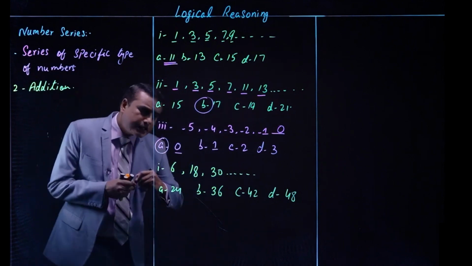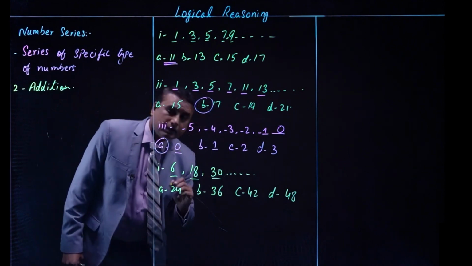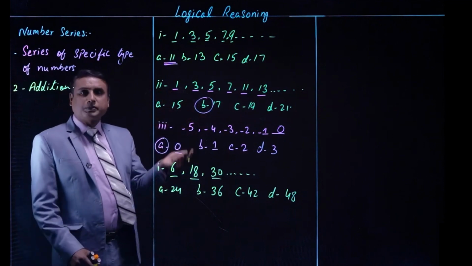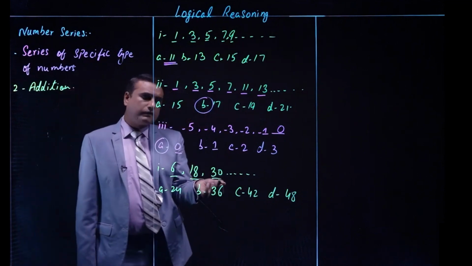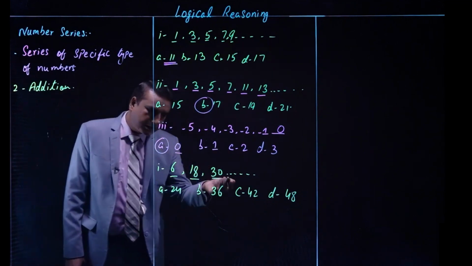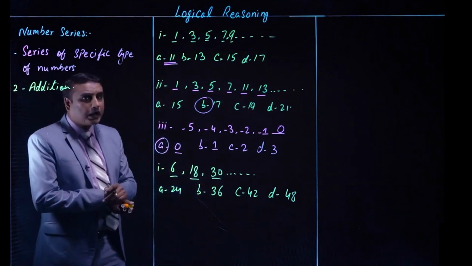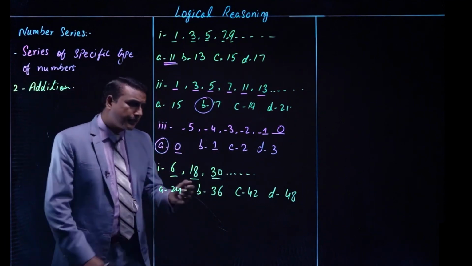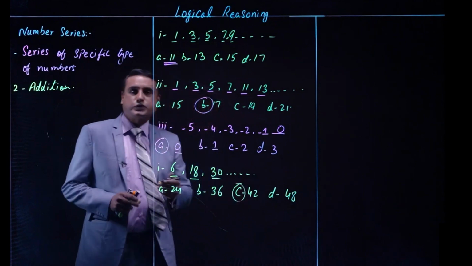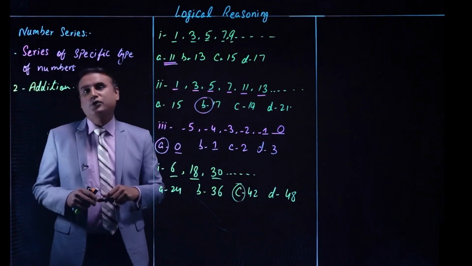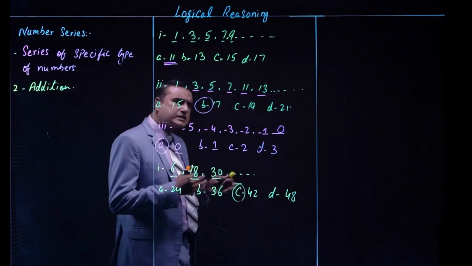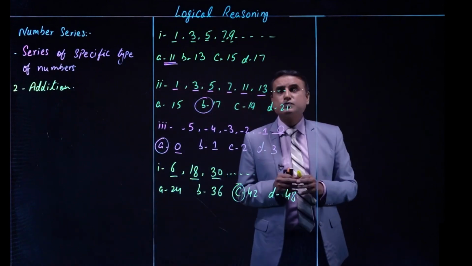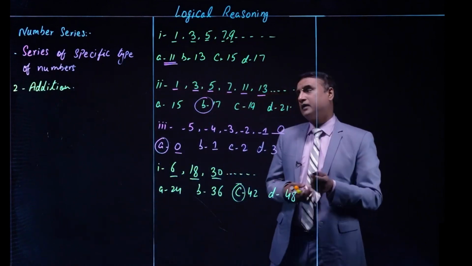You can clearly see that we are adding actually plus 12 to the previous number. 6 plus 12, 18. 12 plus 18 is 30. And now if we add 12 to 30, it will become 42. So our right option will be option Charlie. So basic simple function है. As such उसमें कोई problem नहीं है.